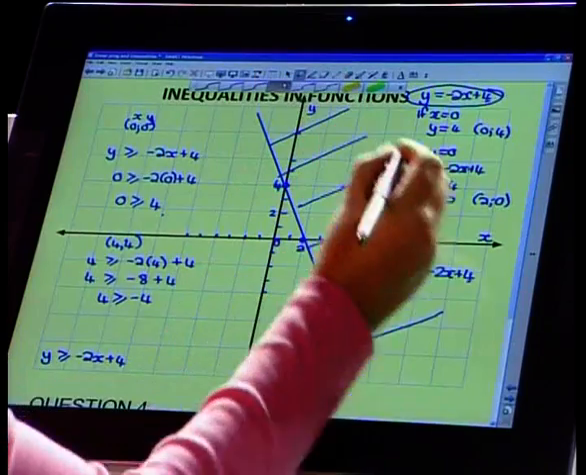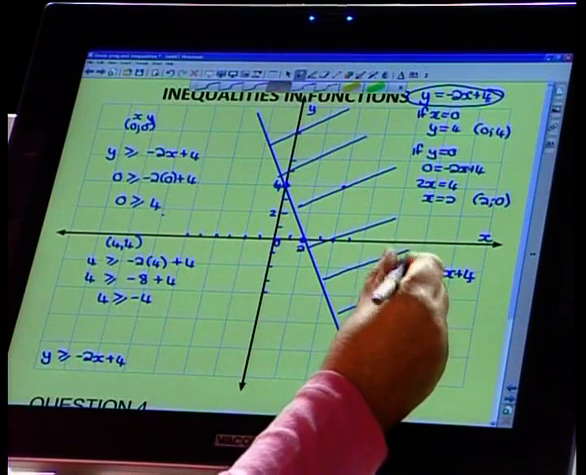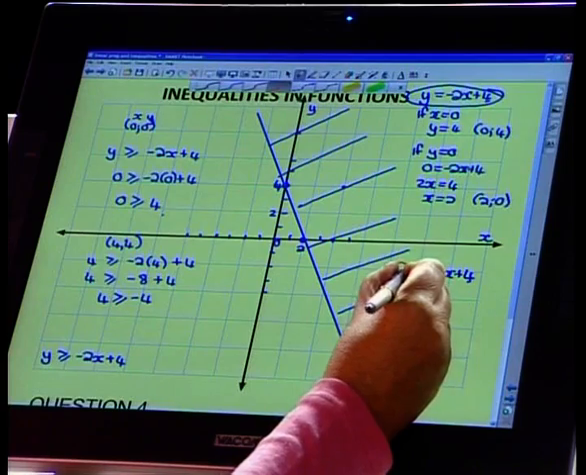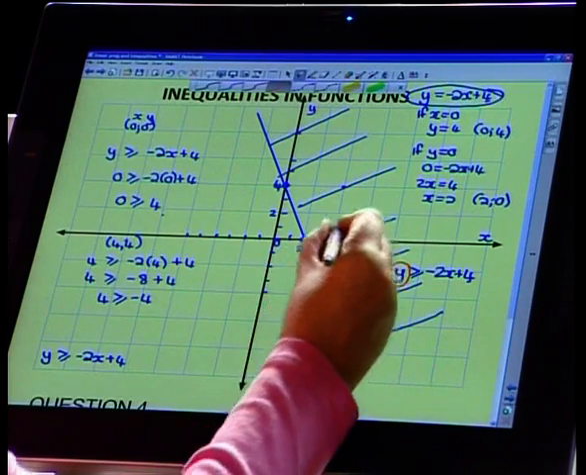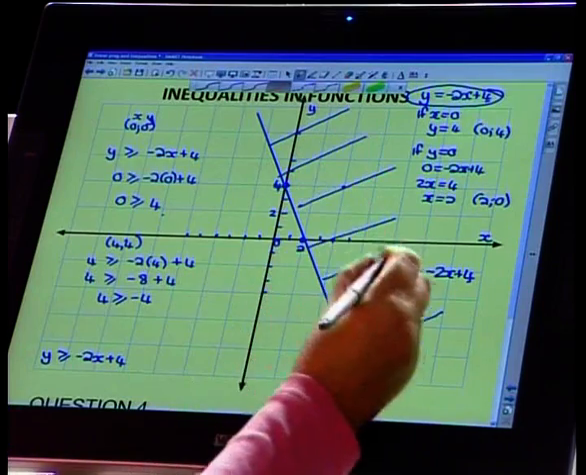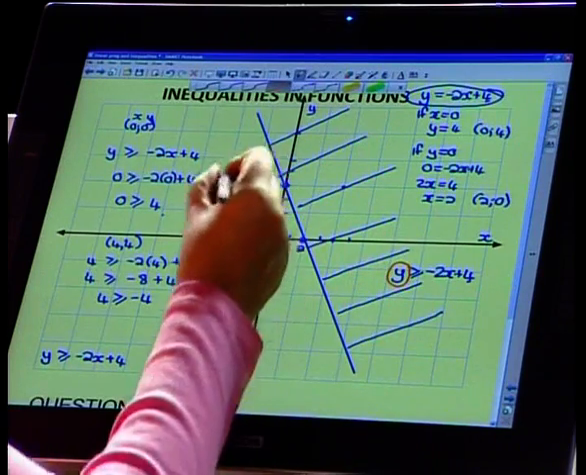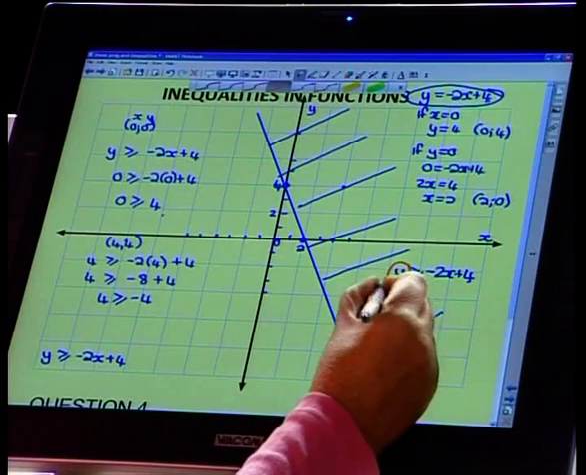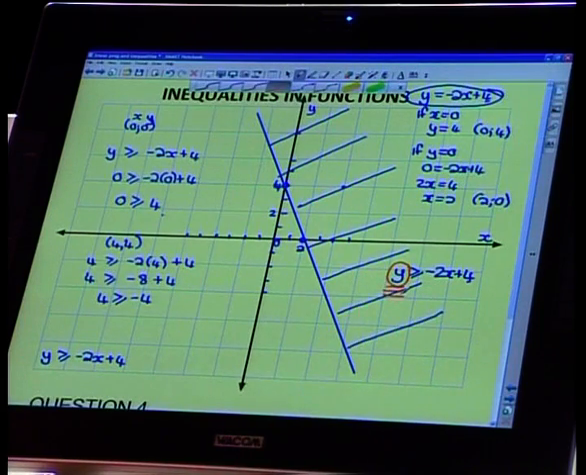Now, of course, as I said to you, there has to be a shortcut here. The shortcut's quite easy. If your equation is in y form, which this one is, and it's greater than, you shade above the line. And if it was less than, you would have shaded below the line. But it must be in that format to actually make that decision.